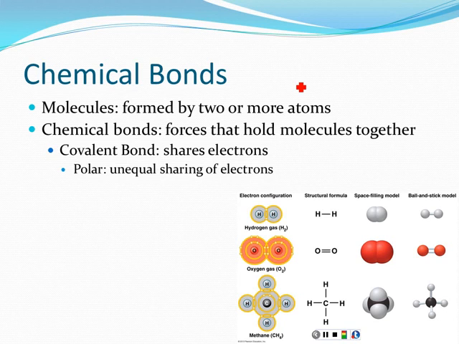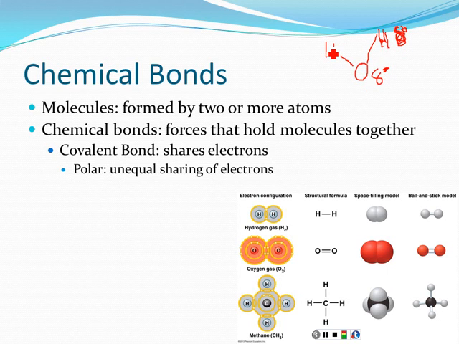Some have unequal sharing, and these are when you have a polar bond, a polar covalent bond. An example of this is water, which I don't have here, but water is hydrogen with oxygen, and the hydrogen tends to be slightly positive. This is a Greek symbol, I forgot, it's delta? I don't remember. But it's delta positive, and then here is slightly negative. So the hydrogen tends to be slightly positive, while the oxygen is slightly negative.